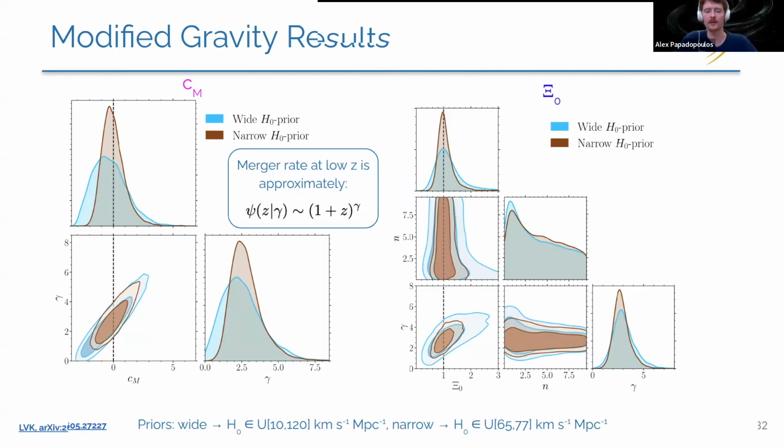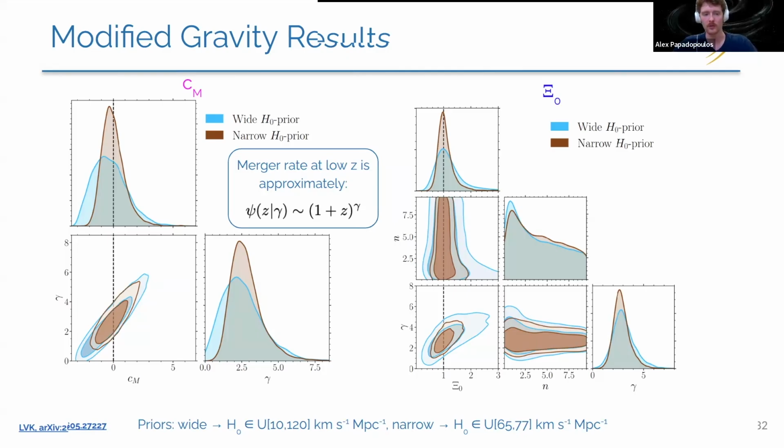We use these two different priors, a broader prior in H0 and a narrower prior in H0. Everything else is exactly the same. This is the only difference between these two analyses. And the reason for this is that this broader prior in H0 means that we get much worse constraints on these parameters. Whereas when we restrict the H0 prior to the Hubble tension region, so between sort of 65 and 77 kilometers per second per megaparsec, we find that we really improve our constraints on the modified gravitational wave propagation parameters without fixing the Hubble constant.